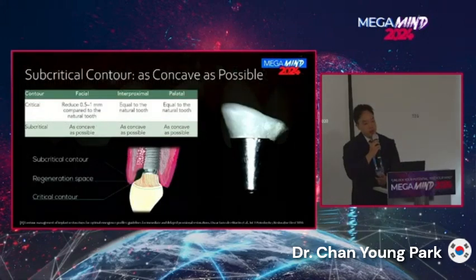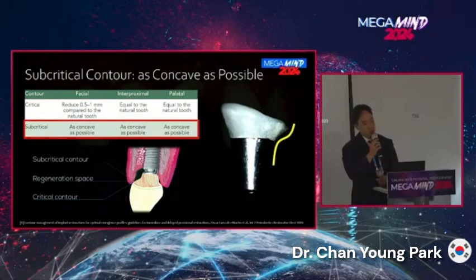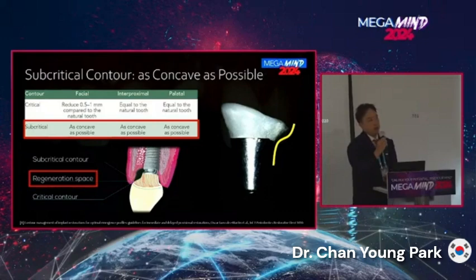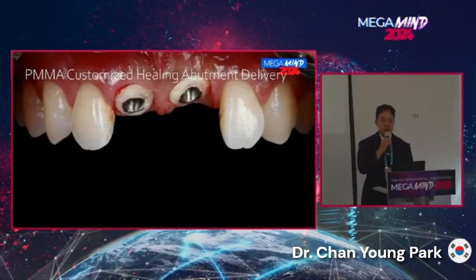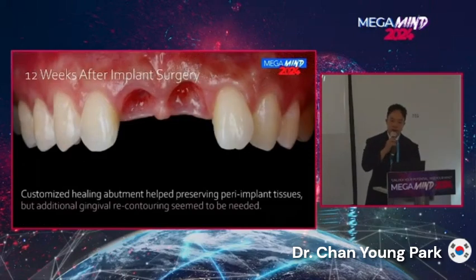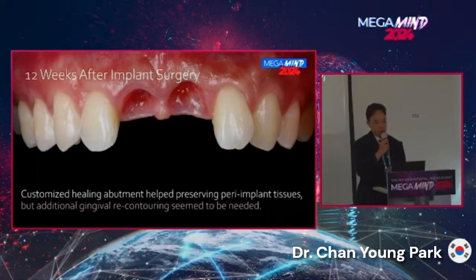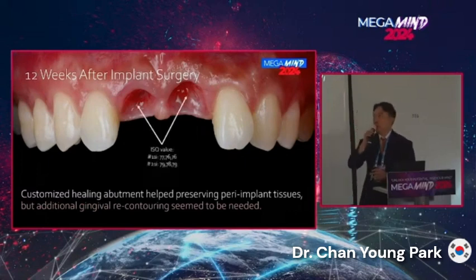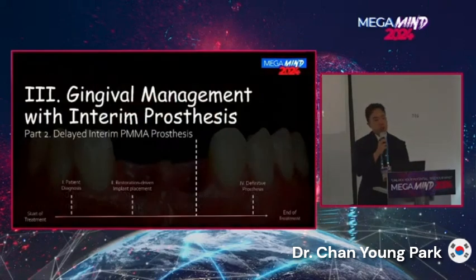So it is important that the subcritical contour of the abutment should be as concave as possible to secure the regeneration space of the healing area and to avoid excess pressure. Following these principles, customized healing abutments were delivered, and after 12 weeks, we can see that peri-implant tissues were nicely preserved, but still, we can see that additional gingival recontouring is needed. And the ISQ values at this point were high enough for occlusal loading as well. So now we are ready to change to the Interim PMMA crowns with occlusal loading.